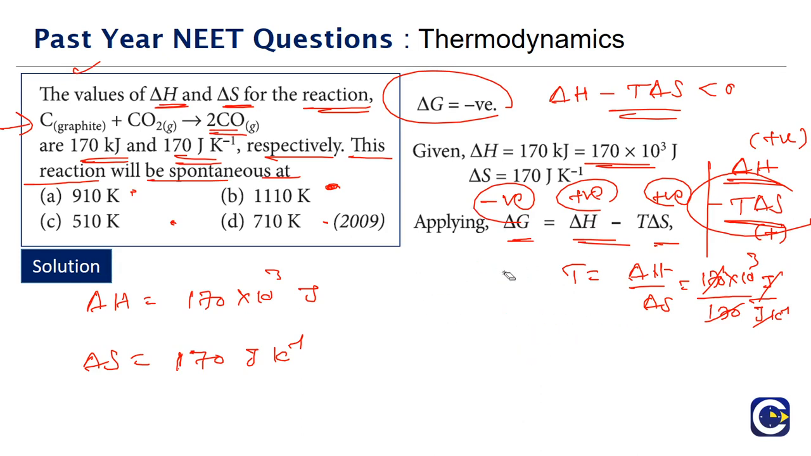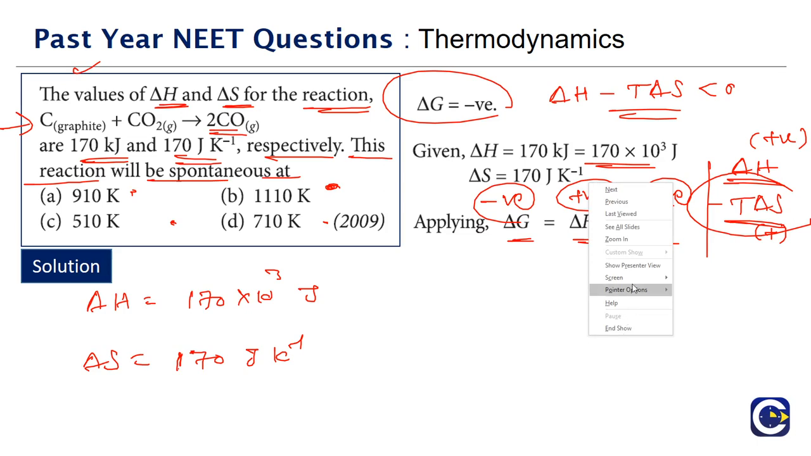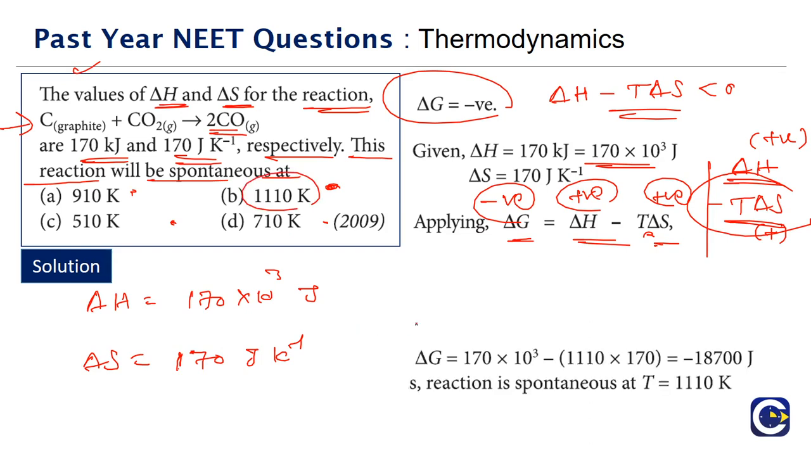Now we can even check whether this really satisfies our spontaneity condition. How can we check it? What is the formula for del G at any temperature? Del H minus T del S. In this we can substitute the value of temperature, 1110 Kelvin. If you substitute the value of temperature, 1110, then del G comes as minus 18,700 joule, which tells us that at this temperature this reaction is really spontaneous.